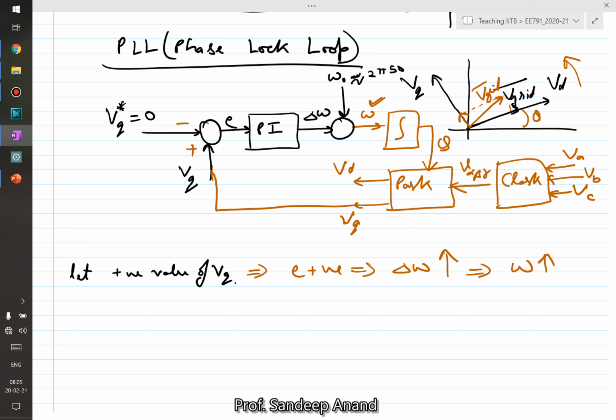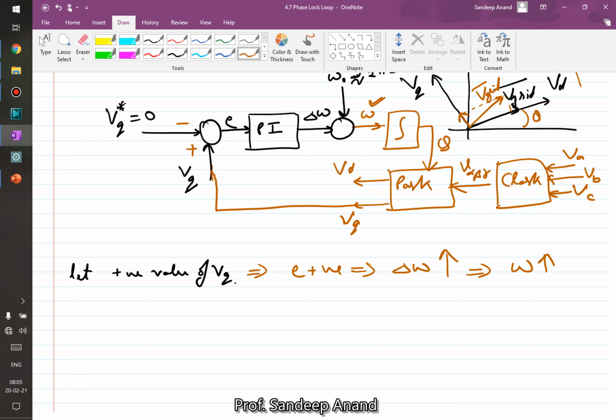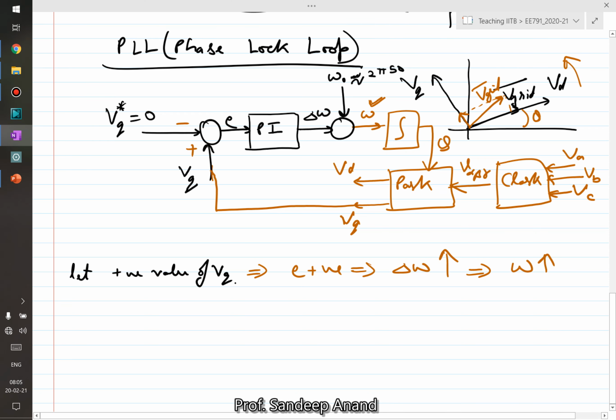Now, okay, the next question comes: the way I have explained it, it looks to work fine if you have only the fundamental component in the ABC frame, right? Now what will happen if there is harmonic? Because that is the main reason for having the phase lock loop. Otherwise we would have very simply done it even without this closed loop operation. So what if there are harmonics? What about harmonic voltage in the grid, right? What happens to the harmonic voltage in the grid?